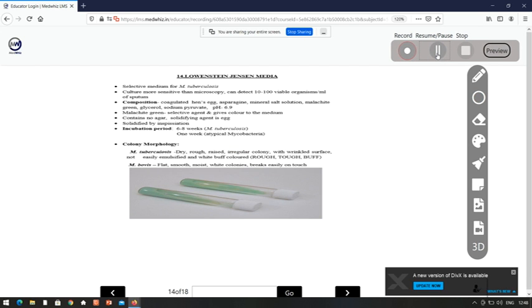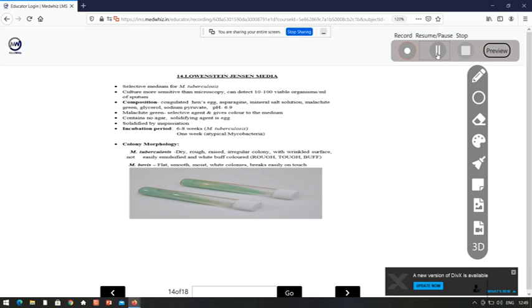So next we have LJ media, Lowenstein-Jensen medium. It is the selective medium for Mycobacterium tuberculosis. The culture is more sensitive than microscopy. Thereby, the suspected sputum sample should be subcultured into LJ medium. So it can detect a minimum of 10 to 100 viable mycobacterial organisms per ml of sputum.